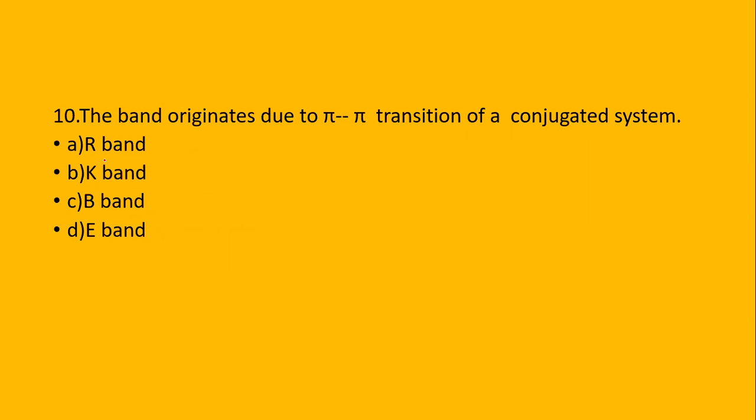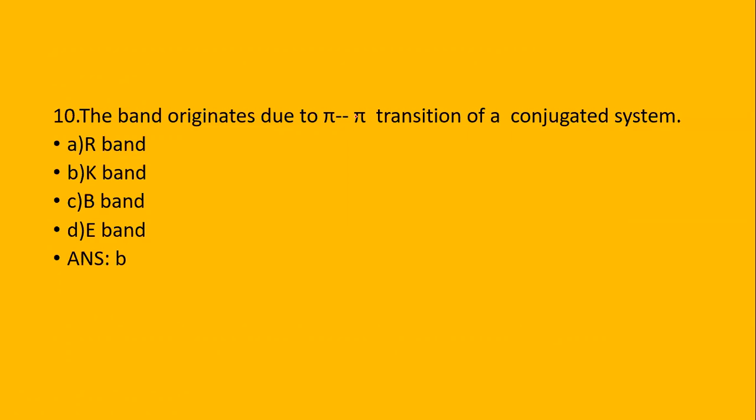The last question. The band originates due to pi to pi transition of a conjugated system. Option A, R band. Option B, K band. Option C, B band. Option D, E band. The correct answer is option B, K band. The band due to pi to pi transition of a compound with a conjugated pi system is the K band.